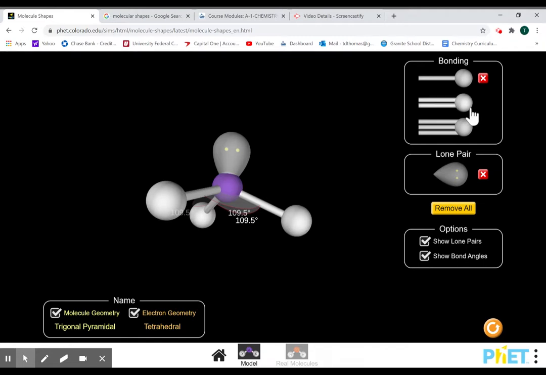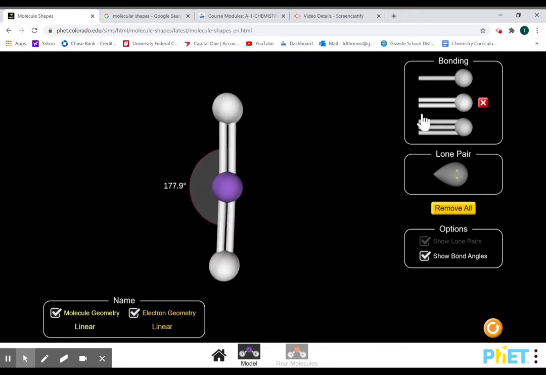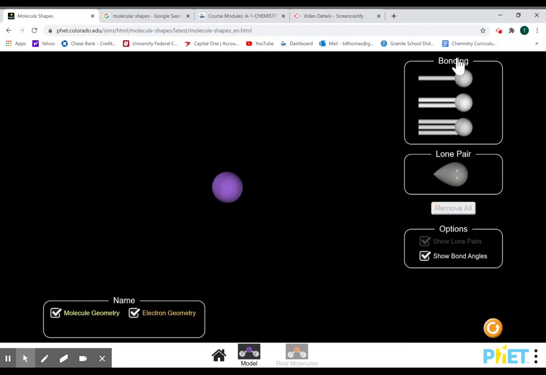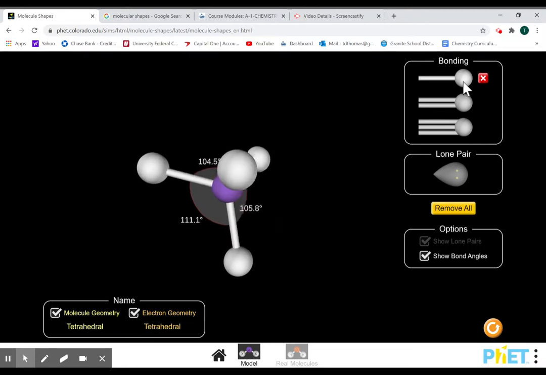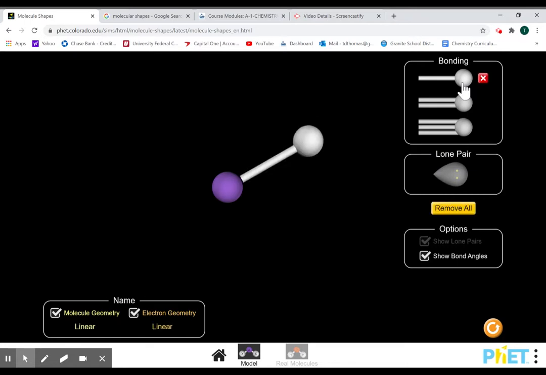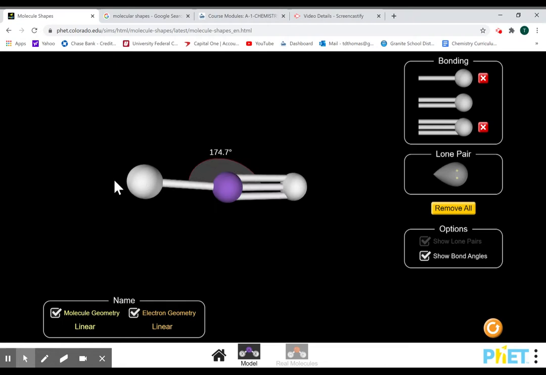All right, you can have a lot of fun with this. So let's remove all of these. You can make things that you know exist, like this would be a representation of carbon dioxide. You can have something like methane, which is CH4, and that's what that would look like. You can make something like HCN, right? Hydrogen cyanide, hydrogen bonded to carbon, bonded to nitrogen.